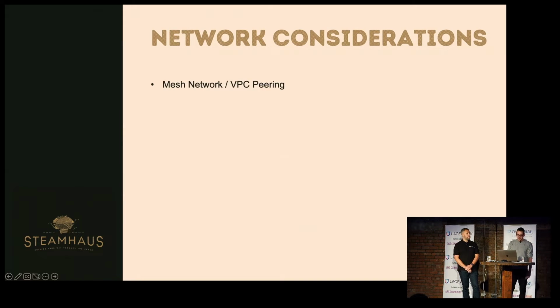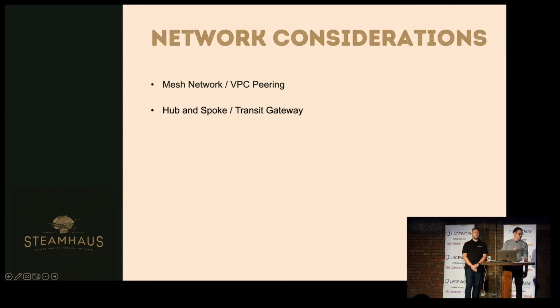So the first one being a mesh network or VPC peering. The next one might be a hub and spoke or transit gateway based topology. So these are all based around the idea of having a VPC per account, so a VPC per workload, which can span into multiple different accounts as well. And the third option, and a more modern approach, is to utilize VPC sharing. So I'll run you through the three different technologies or layouts.